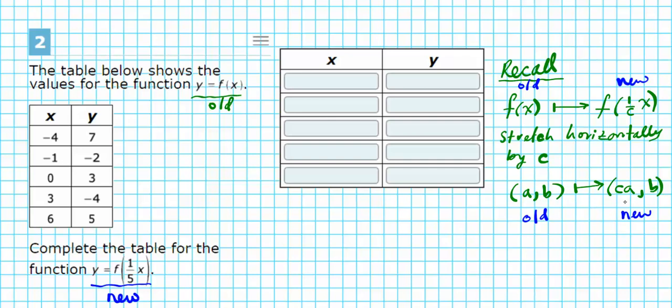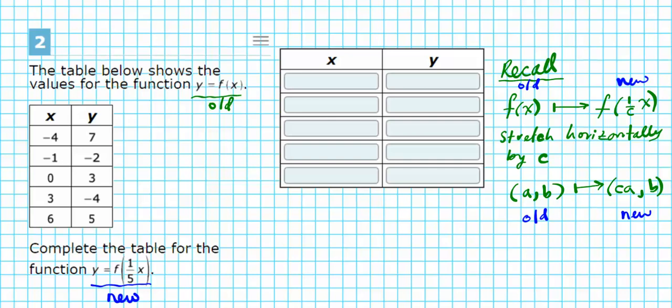Let's study this for a second. What's happening here? Under this transformation, the y coordinates remain unchanged. There's no dilation vertically. But a gets scaled by a factor of c, and that's what causes the horizontal stretch, or dilation, by a factor of c. So in order to carry out this transformation, simply multiply all the x coordinates only by the c factor, and that will generate your x values. The y values remain unchanged.